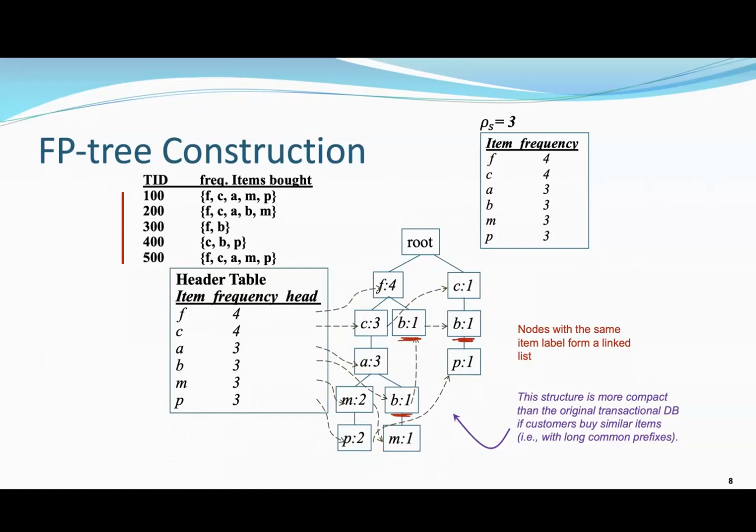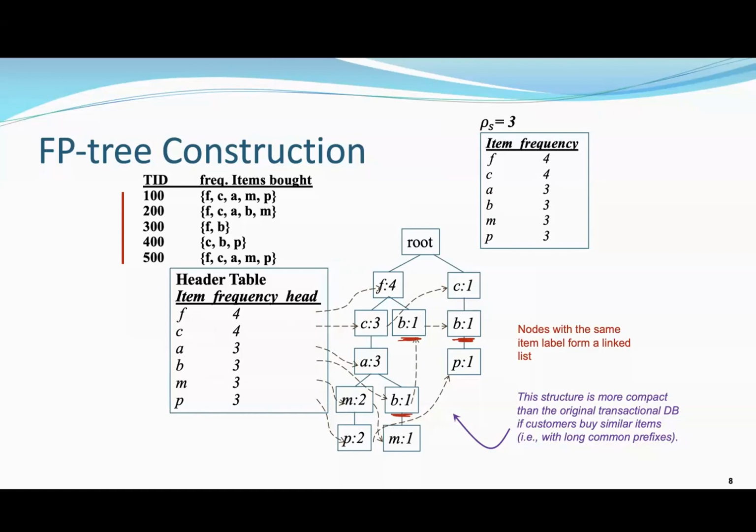And at the same time, we also create what we call a header table. Essentially, this header table is simply telling us where to find the chain of each item. So for B, the header table has a pointer that points to the head of the linked list, which, if I trace the pointer, lets us retrieve all the nodes in the tree that are labeled B. Likewise for the others. And in the header table, I also maintain the frequency counts of the various items.